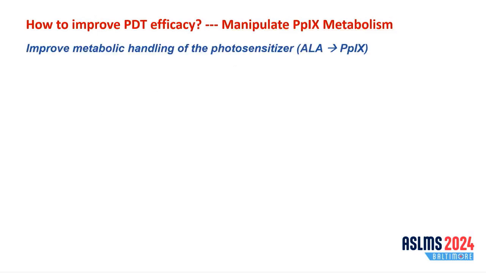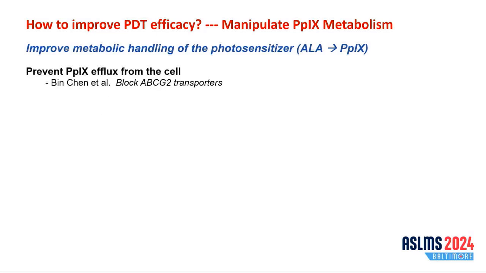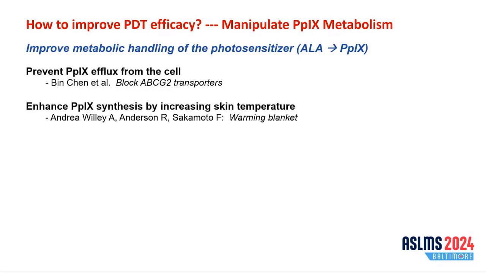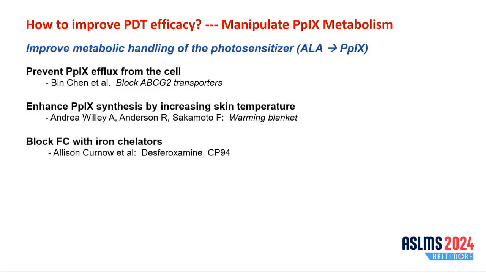So for the metabolic handling, these are things people have tried. You can prevent the PP9 from effluxing out of the cell. Dr. Chen in Philadelphia has shown you can block a transporter that does this. You can enhance synthesis of PP9 by increasing the skin temperature. And Andrea Willey, Rox Anderson, and Fernanda have published about wrapping the skin in a warming blanket, raising the skin temperature to increase enzyme activity.